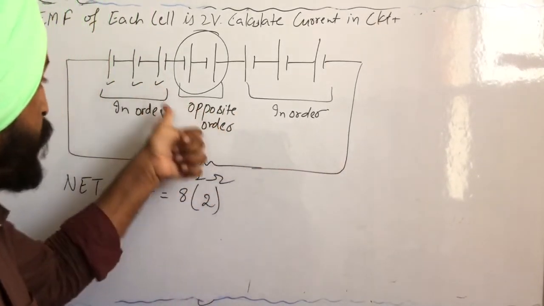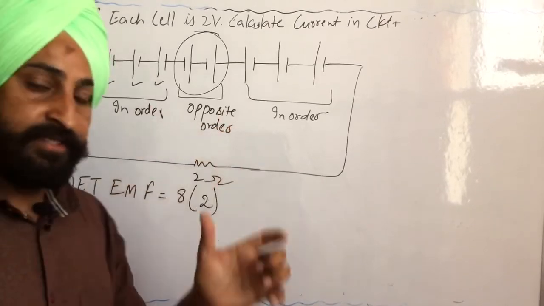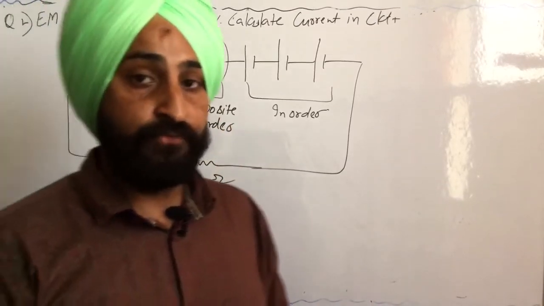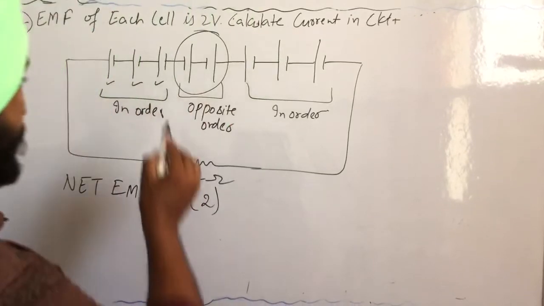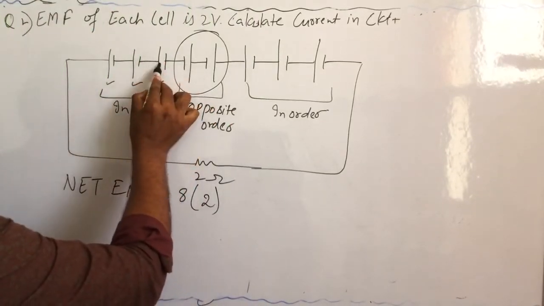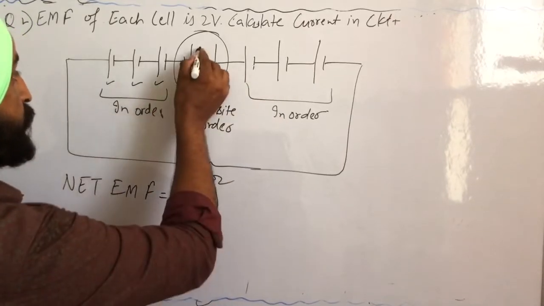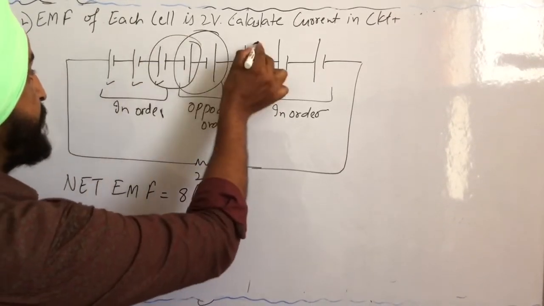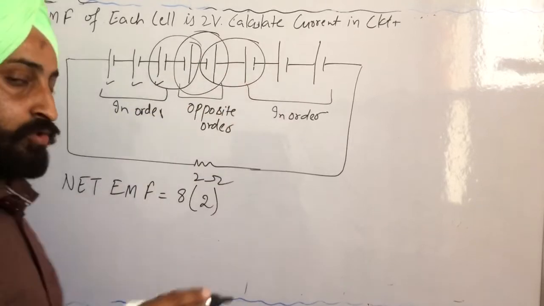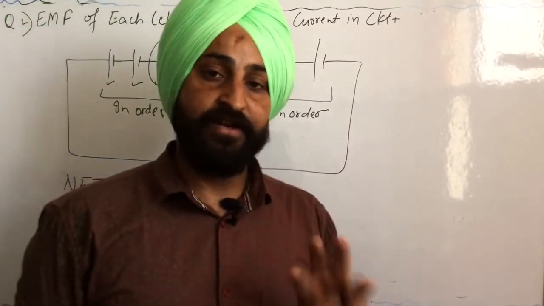Now due to these two connected out of order, they will be neutralizing the effect of 4 batteries. See, this will be neutralizing the effect of this. Similarly, this will be neutralizing the effect of this. Fine. So this pair will get neutralized and this pair will get neutralized. So total of 4 batteries will get neutralized.